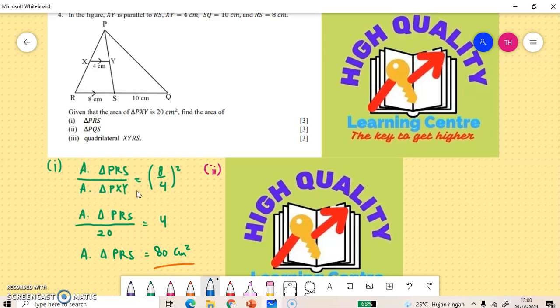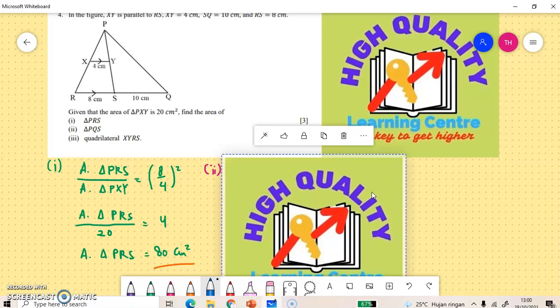Okay, they are similar. We can use the formula. Here, wait. This is the first. Don't forget the formula, like this. 8 is the length of RS. 4 is the length of XY. Remember, we input the ratio of the corresponding sides. And then after we input here, 8 divided by 4 is 2. 2 square is 4. And then the area of PRS is 4 multiplied by 20. We get 80 here.